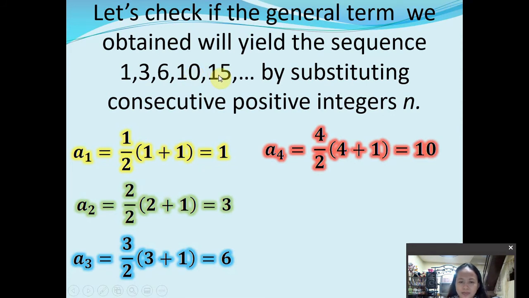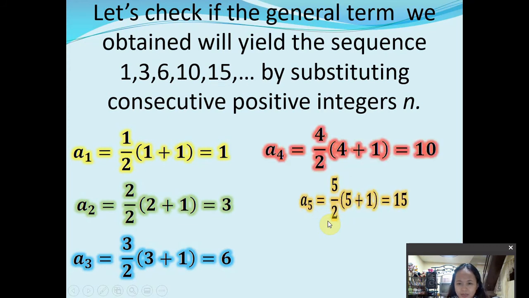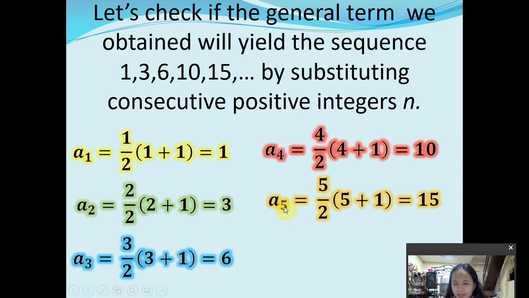Fifth term is 15. Now, let's try to find out if 15 is correct. So, fifth term, that's a sub 5. Our n here is 5. Another n here will be replaced with 5, and another n here will be replaced with 5. So, we have 5 plus 1, that is 6. And then 6 times 5, that's 30. Divided by 2, and that is 15.